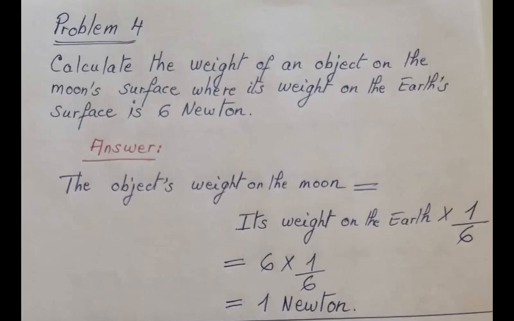Problem number 4. Calculate the weight of an object on the moon's surface where its weight on the Earth's surface is 6 Newton. Answer: the object's weight on the moon equals its weight on the Earth times 1 over 6, equals 6 times 1 over 6, equals 1 Newton. And remember, when I multiply something by 1 over 6, it means dividing it by 6.